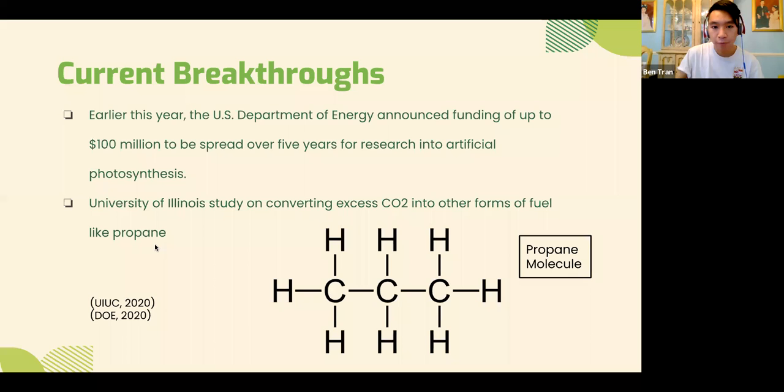Other current breakthroughs recently, as of February, the Department of Energy announced it would provide $100 million to solar fuels research, and artificial photosynthesis actually falls under this category. So in the coming years, there will be further research on the topic. As well as that, the University of Illinois is currently researching creating complex liquefiable hydrocarbons out of excess CO2. And this could be in the form of creating propane.